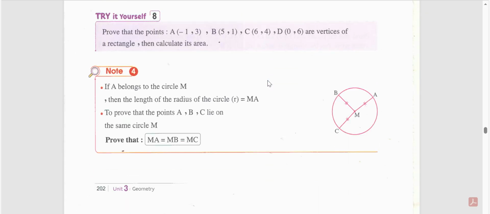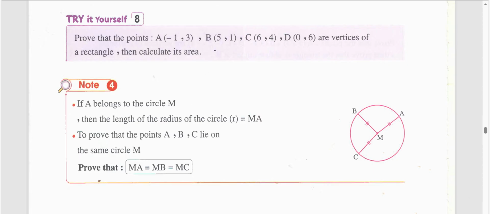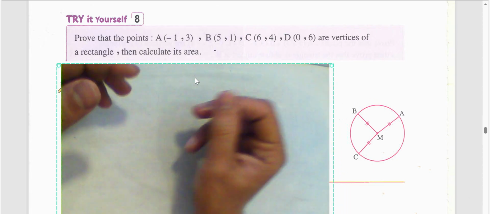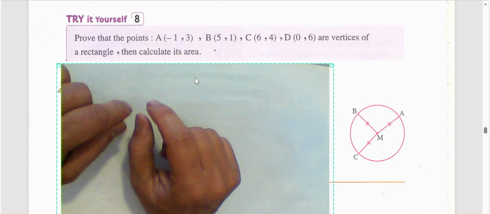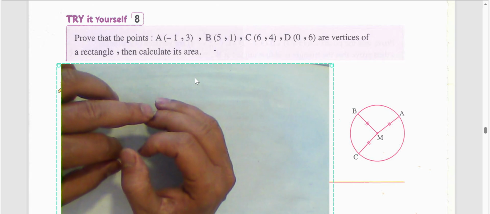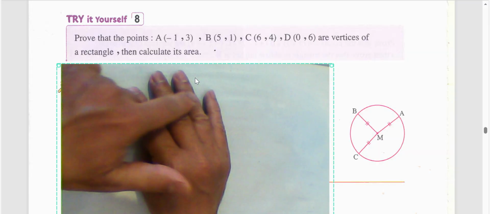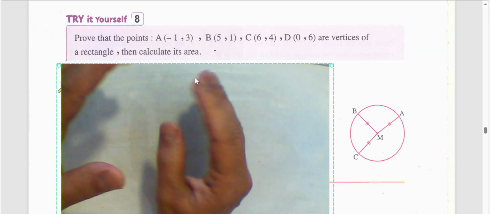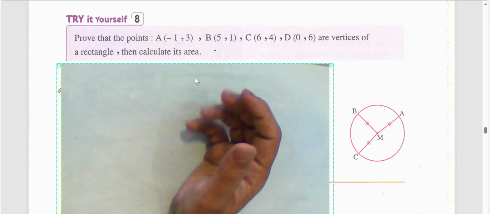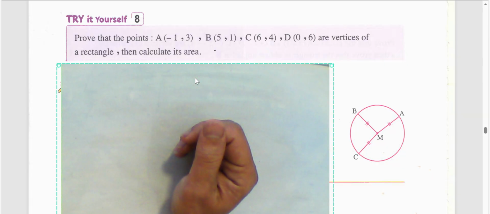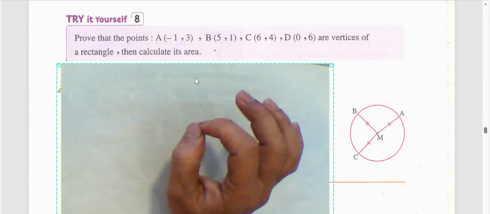Number 8, try yourself. Prove that the points are vertices of a rectangle, then calculate area. Okay. We know the area of rectangle equals length times base, but first step we must prove that the points A, B, C, D are vertices of a rectangle. We must find 4 sides. We know a rectangle is a parallelogram in which two adjacent sides are perpendicular, and also we can prove that two diagonals are equal lengths.